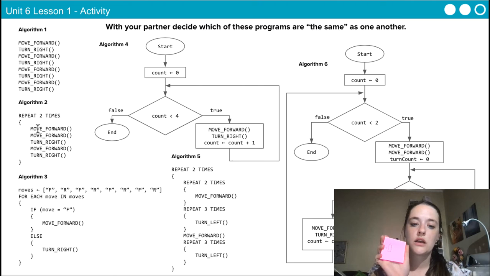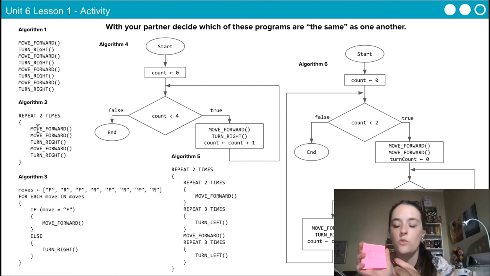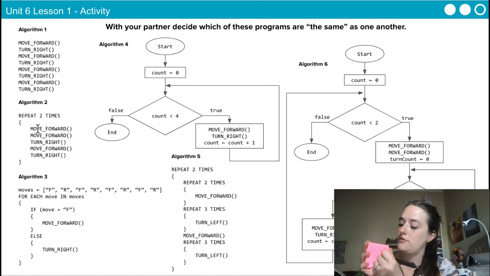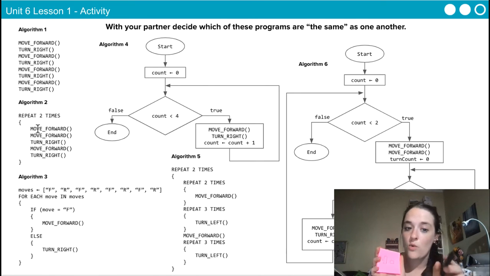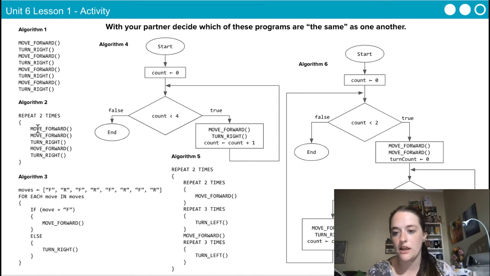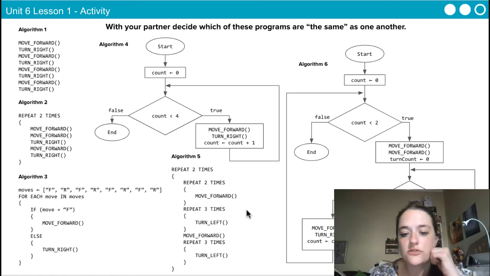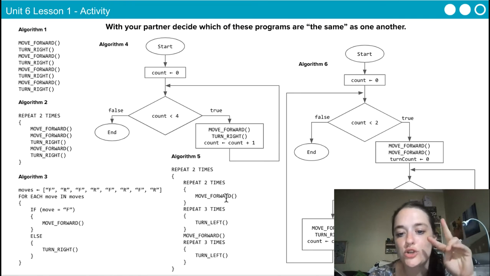So all of the others, like algorithm 1, it's move forward, turn right, move forward, turn right, move forward, turn right, move forward, turn right. Okay, so 1, 3, and 4 make a square, and then 2, 5, and 6 are going to make a rectangle. All right, and you can see that because in 2, 5, and 6, there's always 2 move forwards together. So repeat 2 times, move forward, move forward, move forward.